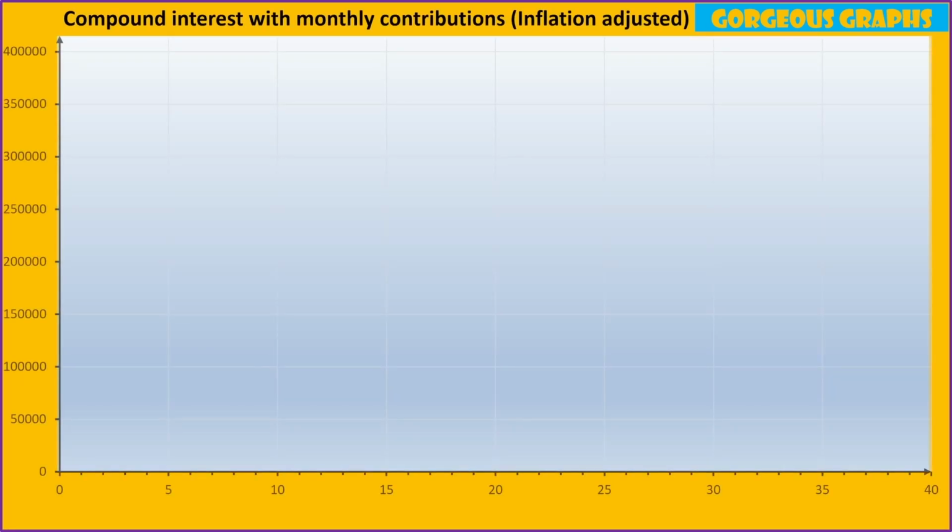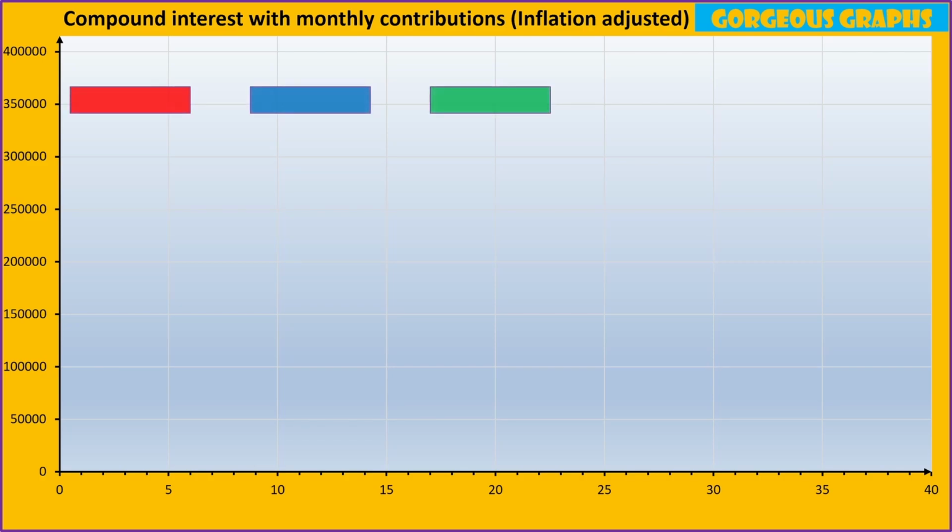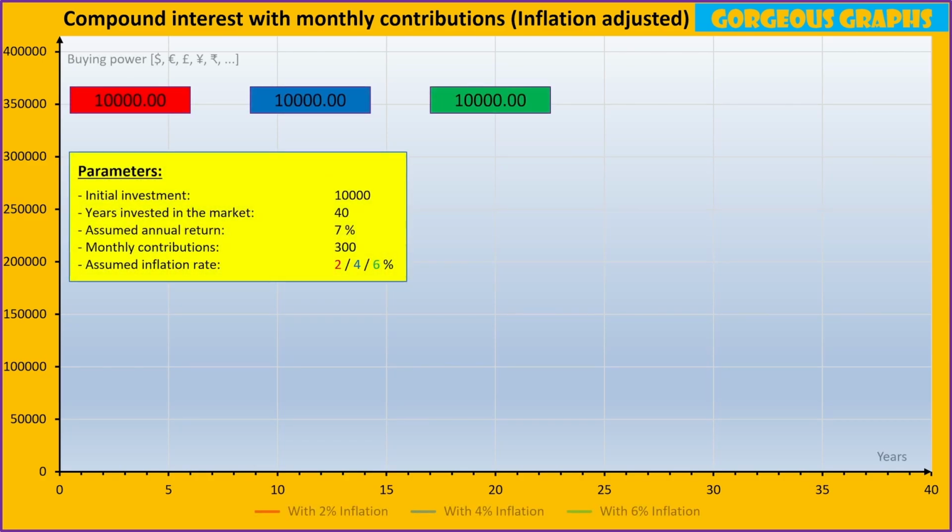In this video, we explore the impact of inflation on long-term investing when making regular monthly contributions. Our scenario begins with an initial investment of $10,000. With $300 added every month for 40 years, the assumed annual return is 7%, and we compare three cases with different inflation rates: 2%, 4%, and 6%.